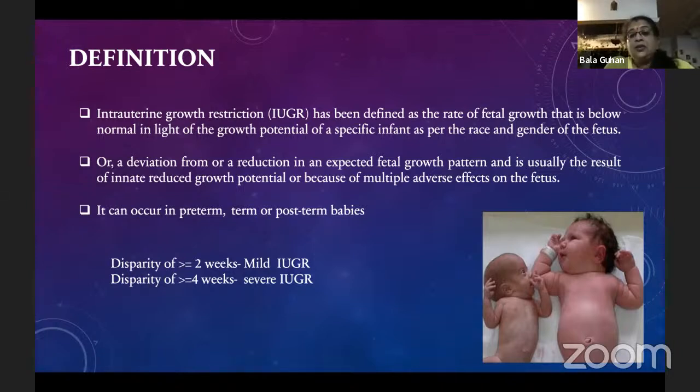It is usually as a result of innate reduced growth potential, or because of multiple toxic adverse effects on the fetus. It can occur in preterm, term, or postterm babies. And as we know, mild IUGR defines a disparity of less than 2 weeks, and severe IUGR when there is a disparity of more than 4 weeks of gestation.